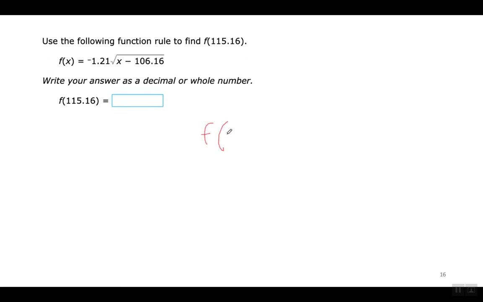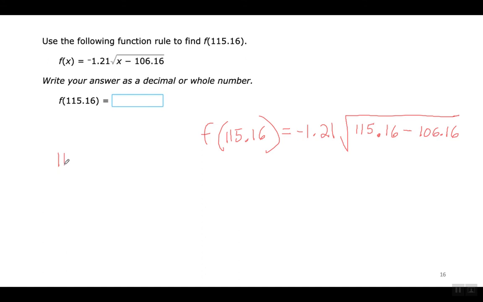Alright, so F of 115.16 equals negative 1.21 times the square root, multiplicado por la raíz cuadrada de 115.16 minus 106.16. Alright, so again, first step in the order of operations is parentheses, which means groups. So I gotta simplify this group so that I could then get the square root of it and multiply it with this negative 1.21. Lo primero que tengo que simplificar es esto, aquí.